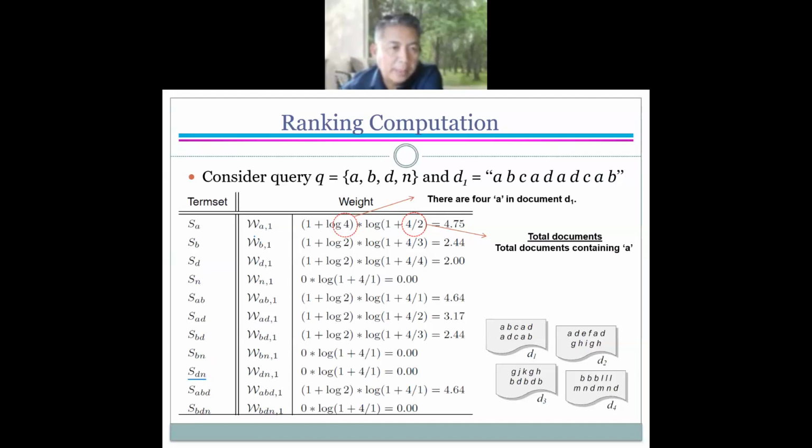So we start with a single one, A. We look at the weightage of set term A in document 1. So how many times does A exist in document 1? Let me remove this.